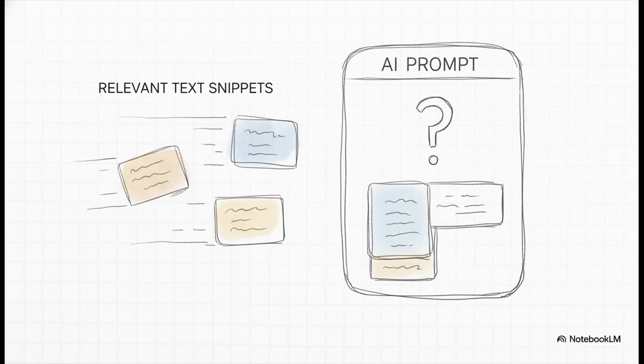All right, on to step 2, augment. This part is really simple. The system takes the top few most relevant chunks of text it just found, and it literally just copy-pastes them into the prompt it's about to send to the AI. It's like giving the AI a little cheat sheet before it has to answer the test question.